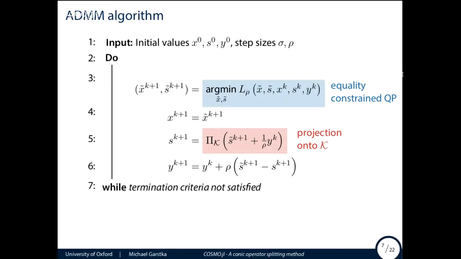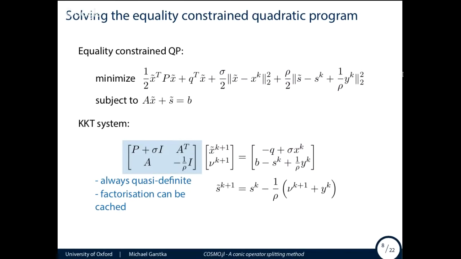And now I just want to briefly tell you how you can solve essentially the problem in the blue box and in the red box, since those are kind of the main challenging subproblems in this algorithm. So first, the equality constraint quadratic program. We can solve that analytically by just writing down the KKT conditions for that problem. And we get then just a system of linear equations that we can solve. So this is the system of linear equations here.